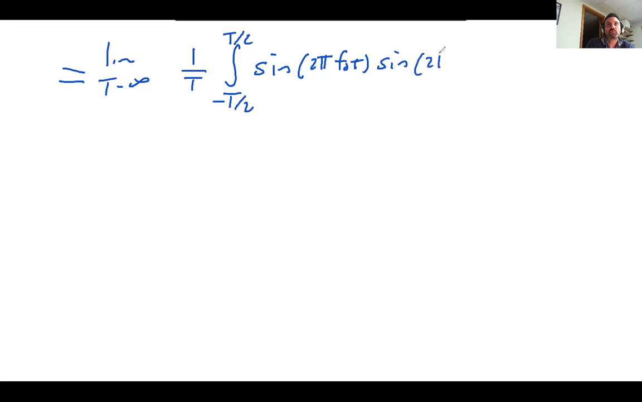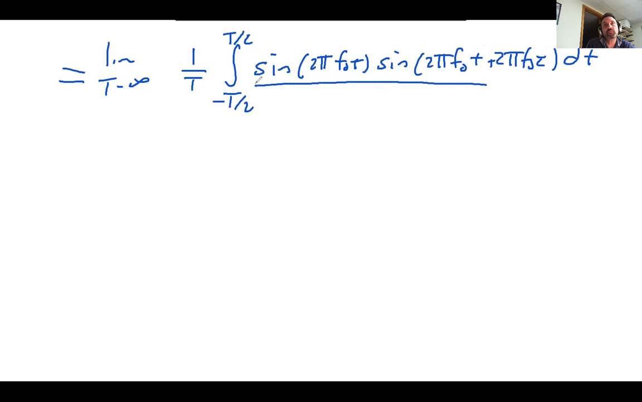What is it? 1 over T, integral from minus T over 2 to T over 2. And now let's plug it in. Sine of 2 pi f naught t, correct? And then sine of 2 pi f naught t plus 2 pi f naught tau, because it's shifted by tau. Okay, awesome. dt.